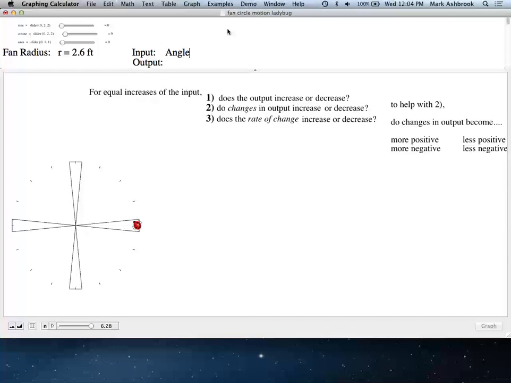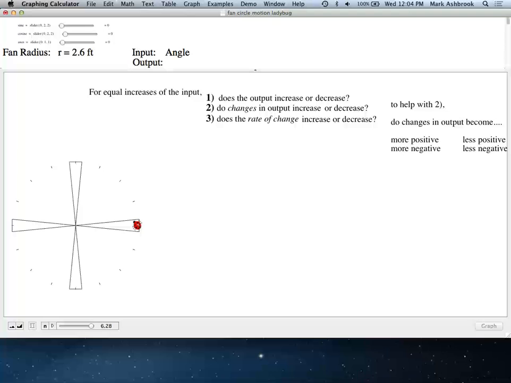Okay, so we're tracking the location of the bug as it travels around the fan, and we're looking at this through the lens of some functions we can develop that will output this location of the bug. So the first function, the input is the angle, and we said we need to be really specific about what angle we're talking about.